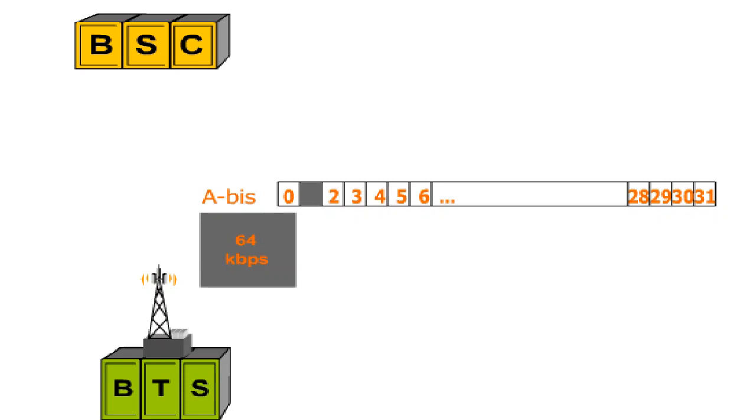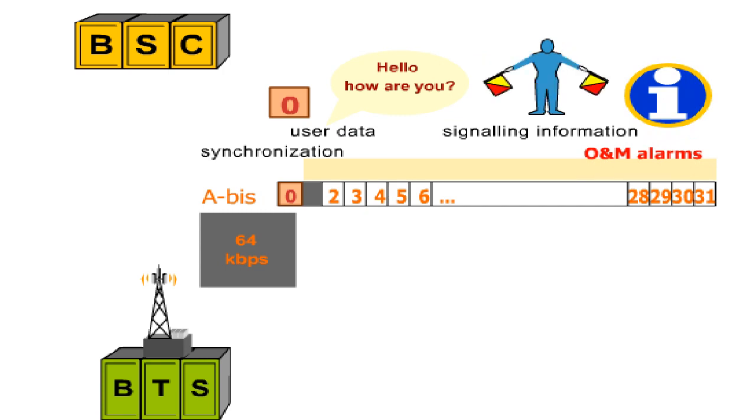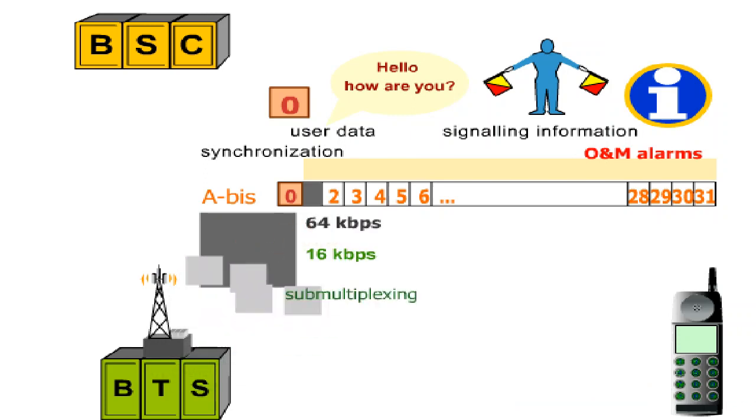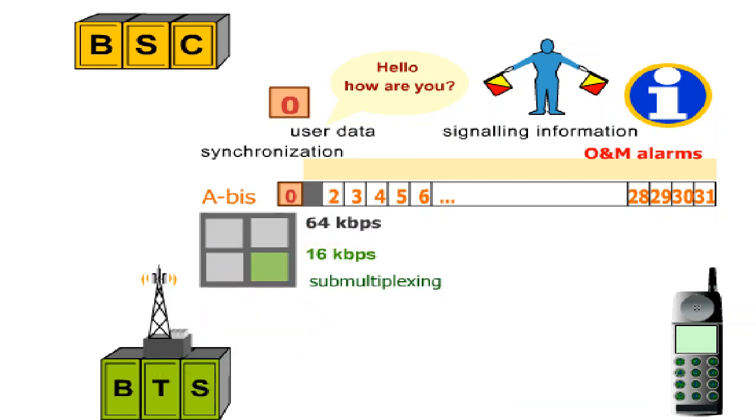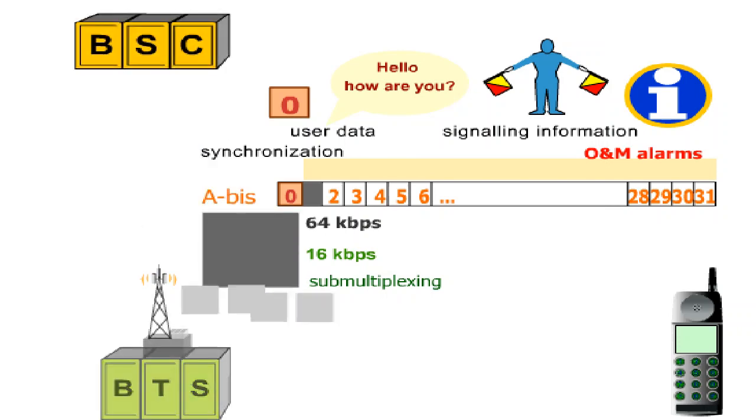In PCM30, time slot 0 of the A-bis interface is used for synchronization. The remaining 31 time slots of the PCM30 configuration carry data from and to the transceivers of the BTS, as well as signaling information and O&M alarms. In the uplink, 4 traffic channels of 16 kilobits per second each are submultiplexed and transmitted from the BTS to the BSC in a physical A-bis time slot. The same happens in the downlink, only in the opposite direction, that is, from the BSC to the transceivers of the BTS.